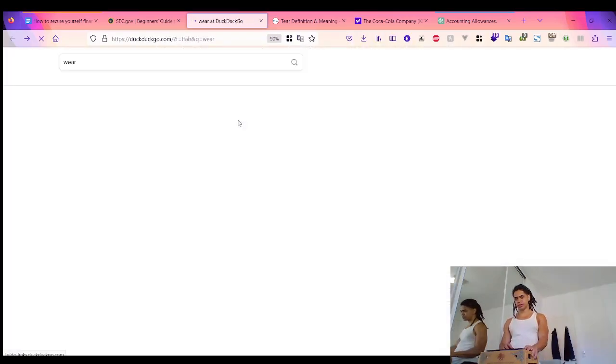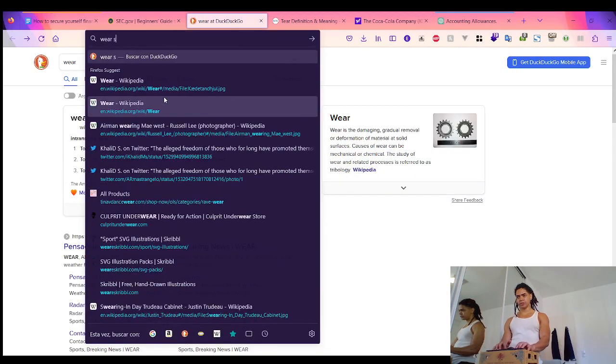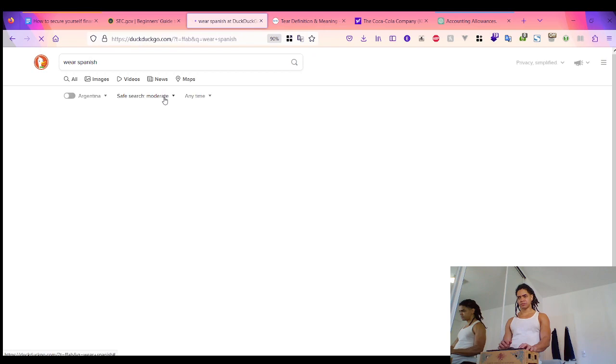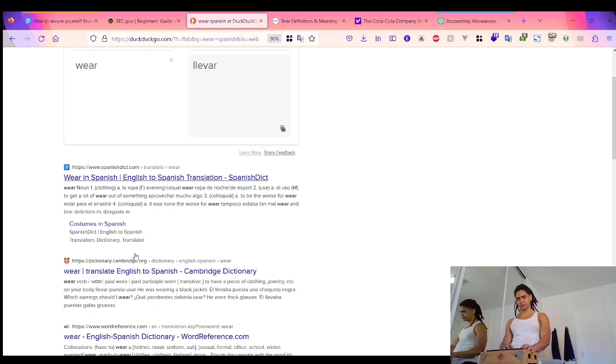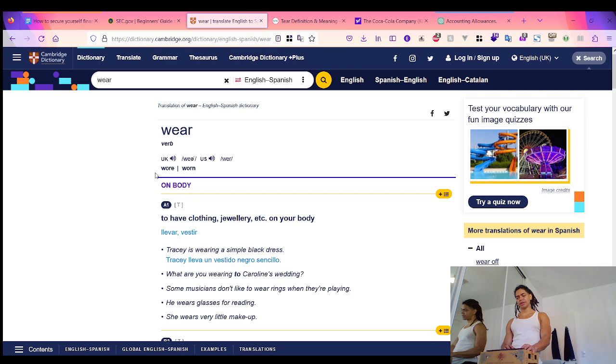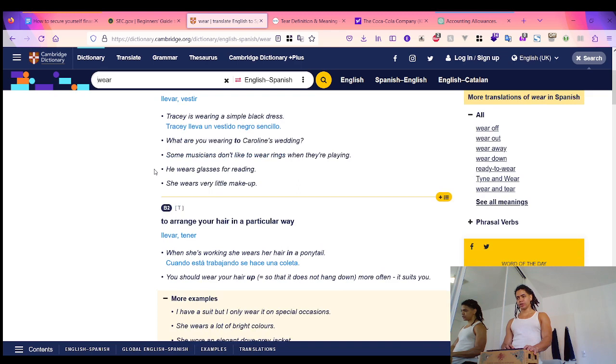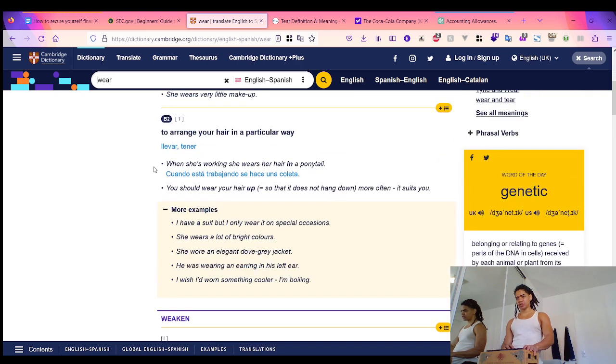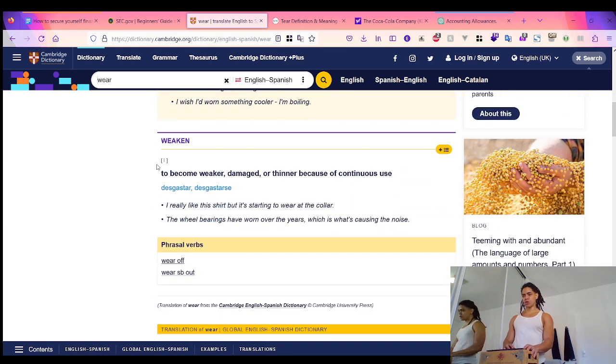So wear in Spanish, from Cambridge. What the hell is this? On body, okay, weird. Of course, depending on the context. To arrange your hair in a particular way. When she's working, she wears her hair in a ponytail. She wears her hair in a ponytail. To become weaker, damaged, or thin because of continuous use.